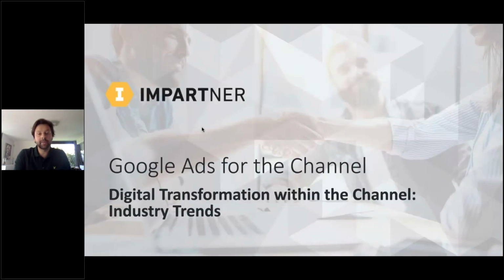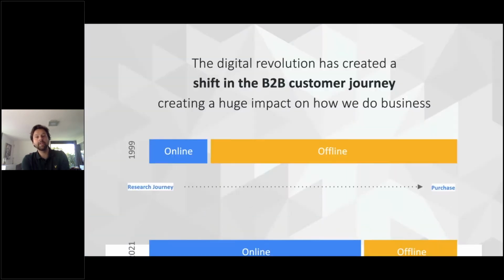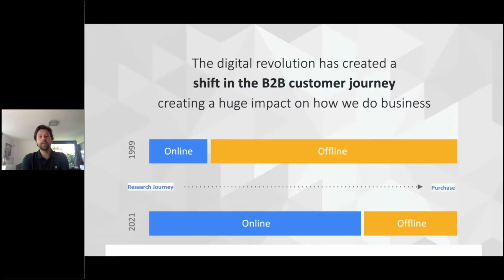But let's first kick off with some industry trends. As we all know, the B2B customer journey has shifted a lot. If you compare the impact of online in 1999 versus 2021, you see a huge difference in the research journey. In 1999, people doing B2B research and finding a supplier mainly depended on the supplier itself. All the information they got was mainly from the supplier, so the supplier had a lot of influence. While in 2021, of course, online plays a huge role.